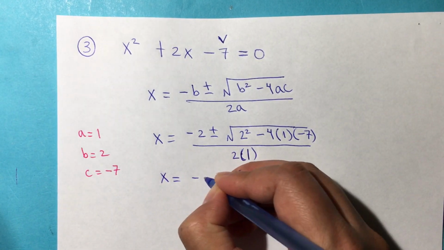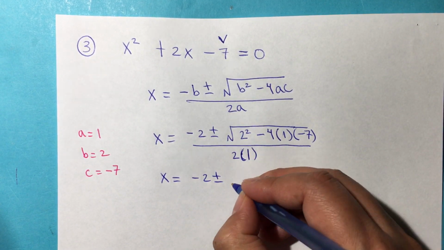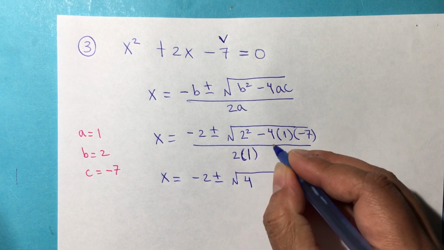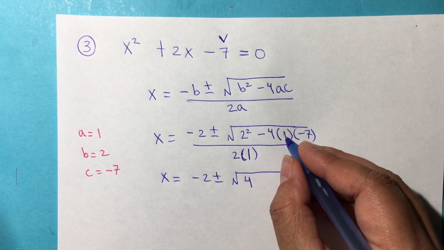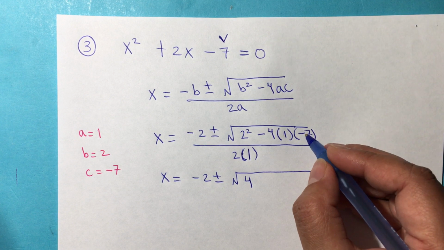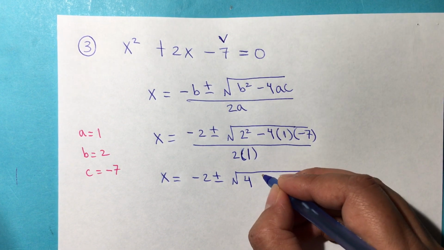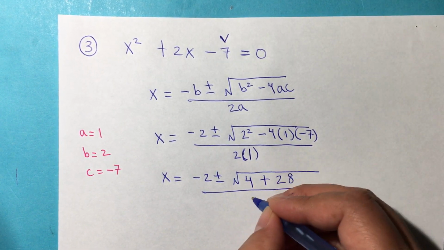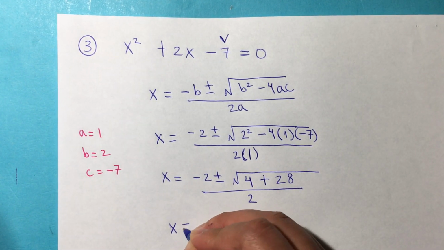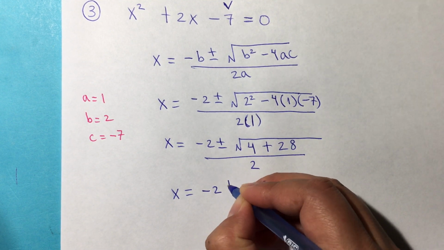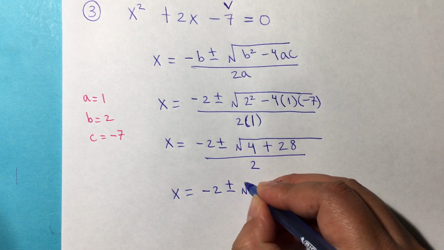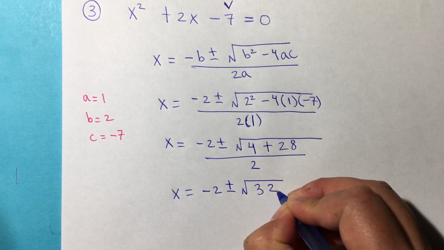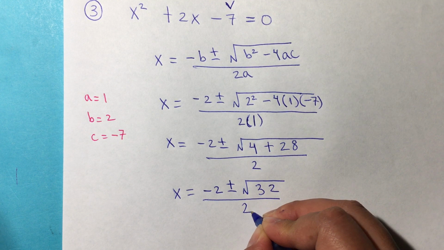X is equals to negative 2 plus minus the square root of 2 squared, or 2 times 2 is 4. Negative 4 times 1 is negative 4. And negative 4 times negative 7, negative times negative is positive. 4 times 7 is 28. Divided by 2 times 1 is 2. Bring down the negative 2, the plus minus. The square root of 4 plus 28 is 32 divided by 2.